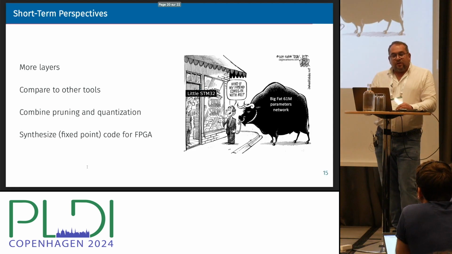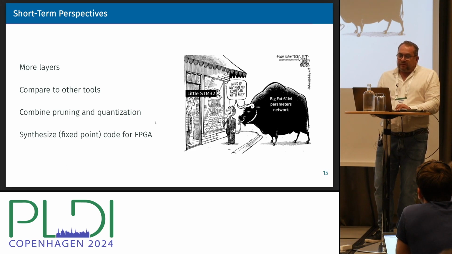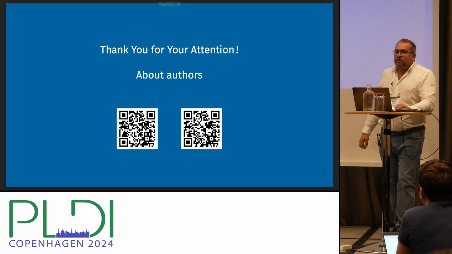I will conclude very quickly, just to say that we want to add more layers to our tool. The difficulty for comparison is to have methods with formal bounds. We want to mix pruning and quantization and go to FPGA. And our goal would be to be able to embed segmentation. Here is an example of application: a semantic segmentation using a neural network, a UNet. This is the kind of network that we would like to put on small embedded systems. Thank you for your attention.